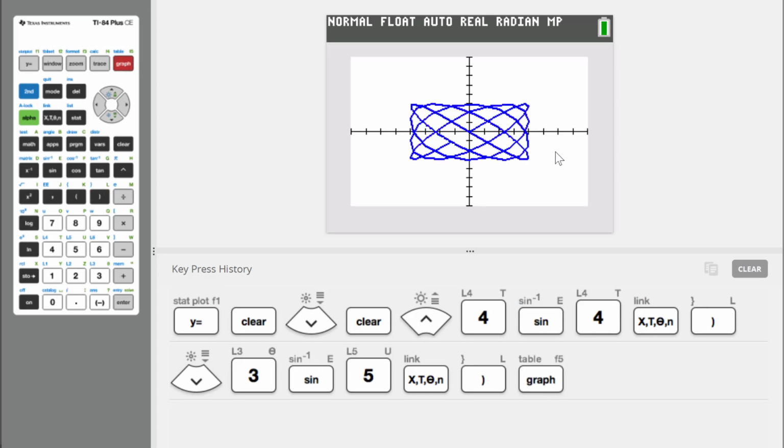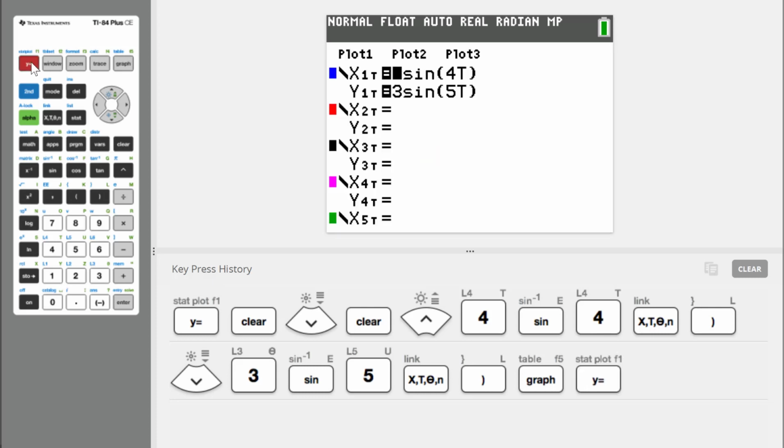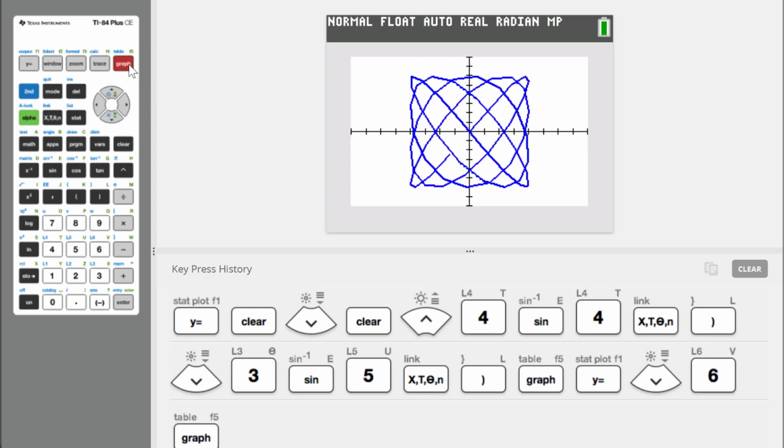Wow, this is quite a complex drawing. Again, just coming from one pair of parametric equations. And obviously, as you change the values in these equations, different things are going to happen. What if I put a 6 here instead of a 3? If I return to the graph, now my shape has changed a little bit.